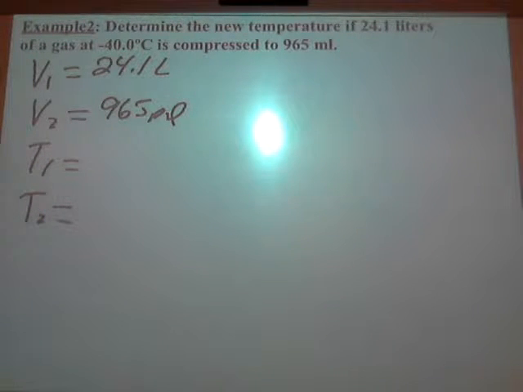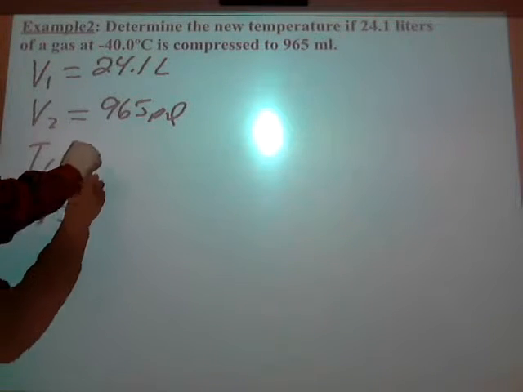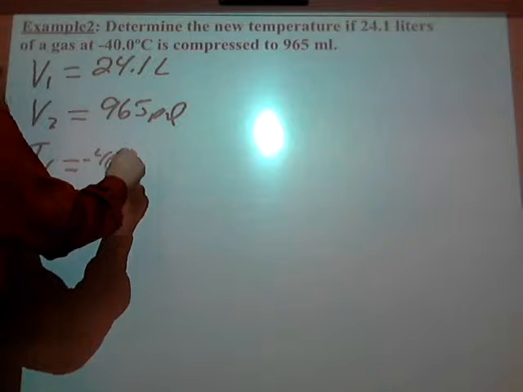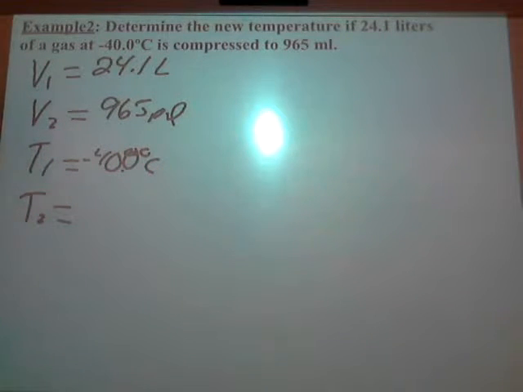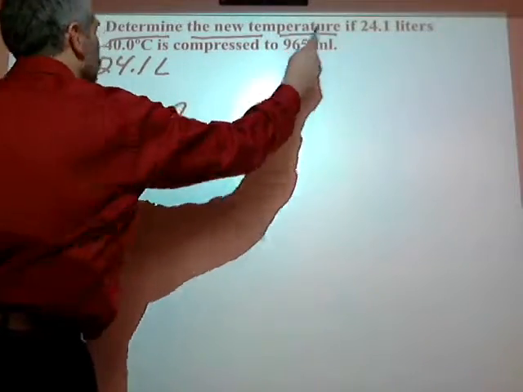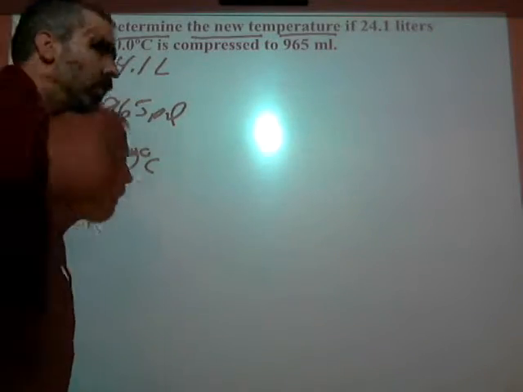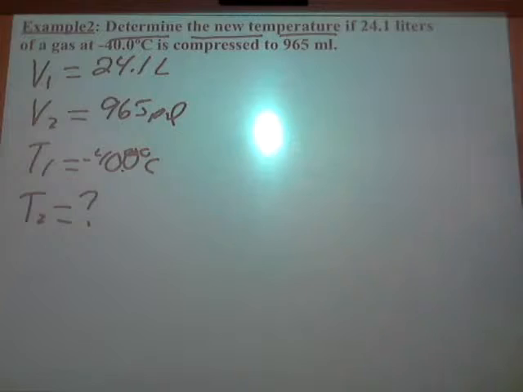Okay. What's my initial temperature? Negative 40 degrees Celsius. And my new temperature? Question mark. Exactly. Determine the new temperature. All right. Good enough. But I got lots of problems with this one, don't I?